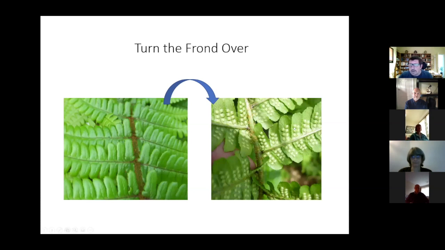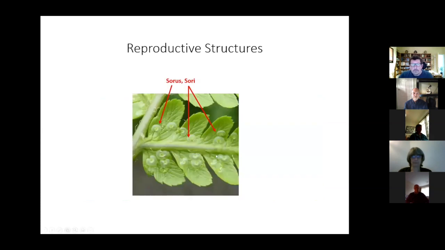Now, these are the reproductive structures, and these are very good for allocating the fern you've got in your hand or in the field to its genus. So turn the frond over and look at these reproductive structures. I'm now going to talk a bit about those and introduce some terms for you. So these reproductive structures here are called sori. That's the plural, 2 sori, and each single one is called a sorus.